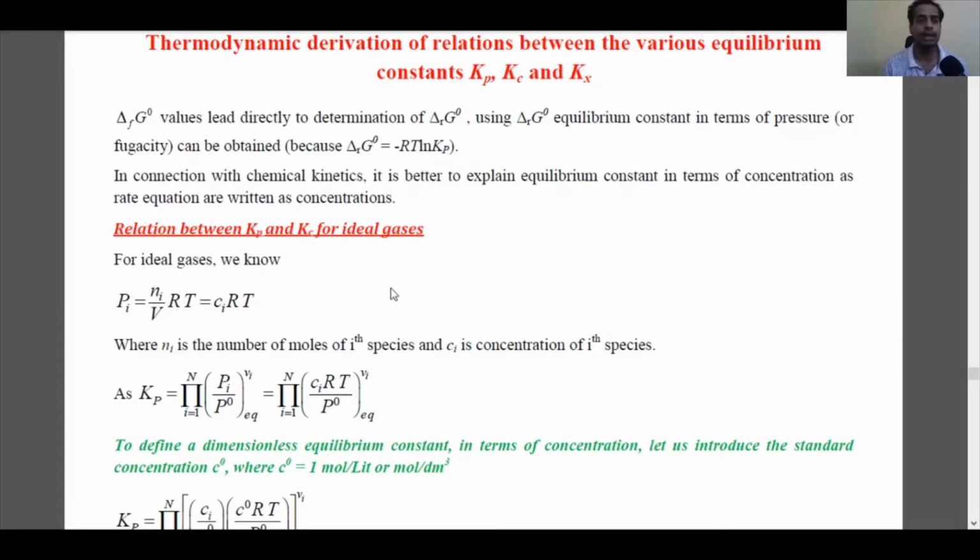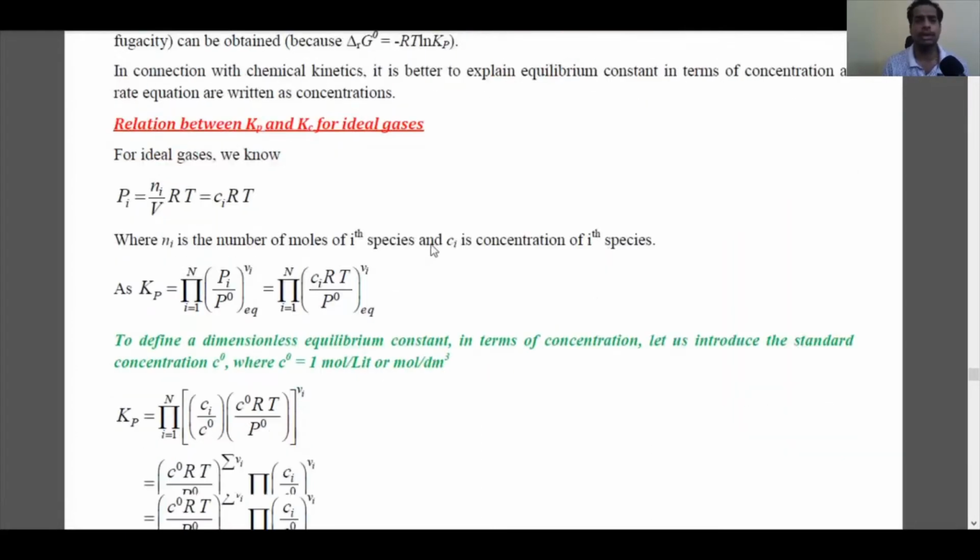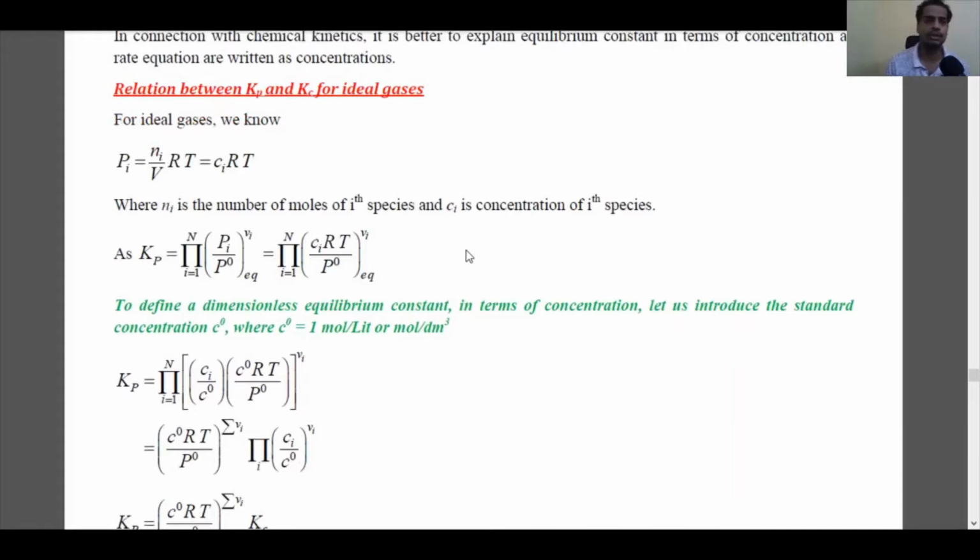First we will discuss the relation between Kp and Kc, meaning how one can convert the equilibrium constant in terms of pressure to the equilibrium constant in terms of concentration, Kc. We will discuss the scenario for ideal gas. For ideal gas, PV equals nRT is obeyed, and the pressure for the ith species will be Pi = Ni/V times RT, and number of moles by volume is nothing but the concentration. So I can write Pi equals CiRT. Ci is the concentration of the ith species, and Ni is the number of moles of the ith species.